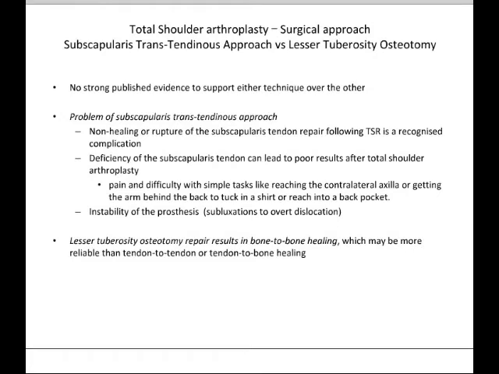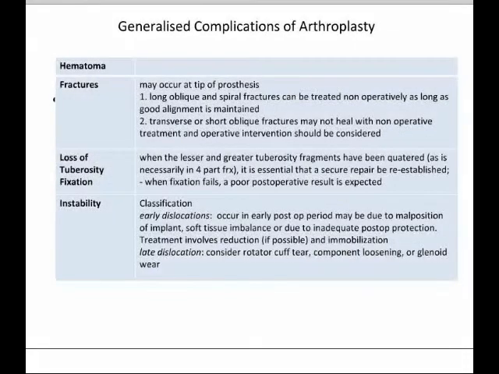So some authors are preferring to use the lesser tuberosity osteotomy to get more reliable bone-to-bone healing, not relying on tendon-to-tendon or tendon-to-bone healing. So in terms of generalized complications, hematoma, fractures, and loss of tuberosity fixation are very important.